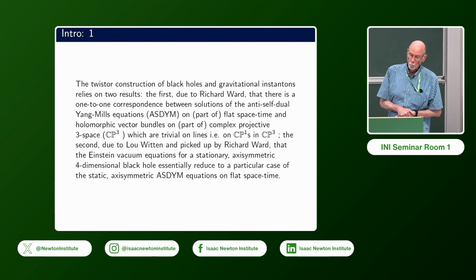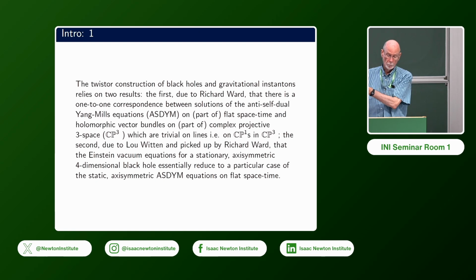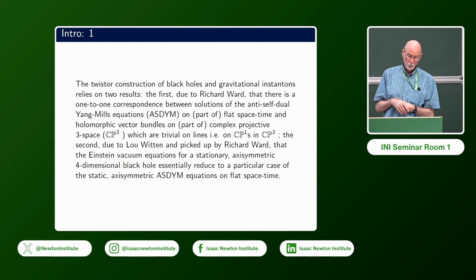So, what is this twistor construction of black holes or gravitational instantons? Well, it relies on two things which are really rather different. The first one is due to Richard Ward, which is the solution of the anti-self-dual Yang-Mills equations on flat space, or a bit of flat space, as it might be. And what Richard gives you is a correspondence between those and holomorphic vector bundles on CP3, or a part of CP3. CP3 being, in this context, projective twistor space.